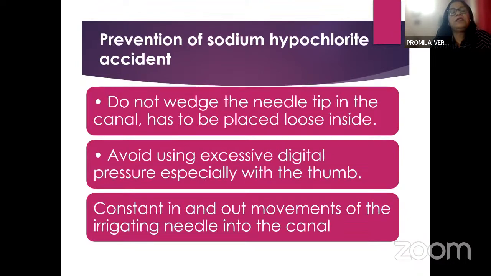To prevent this, you should not wedge the needle tip into the canal; it should be placed loosely. We should place the needle into the canal, but not close to the apical region. It should stay away, and you should avoid applying pressure to extrude the sodium hypochlorite from the syringe. Very light pressure should be given, so that it cannot go outside the canal. And the irrigating needle should be constantly moved in and out of the canal.